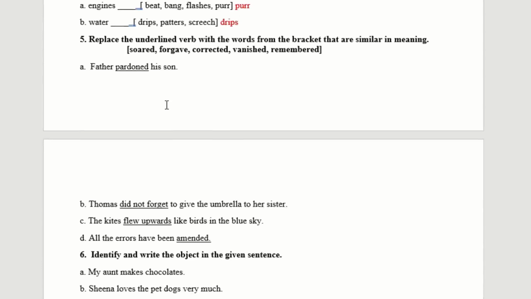Now let's see the first one. Father pardoned his son. Father pardoned. Which is the best meaning, which is the most suitable one? Sought, forgave, corrected, vanished, remembered. Yes, the word pardon is similar to the word forgive. So the answer is forgive. So you can write only the answer.